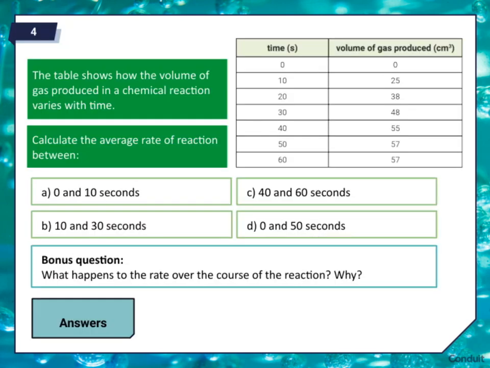Let's take a closer look at how the reaction rate changes over time. We're asked to calculate the average rate between different intervals, from 0 to 10 seconds, 10 to 30, 40 to 60, and 0 to 50 seconds. The table shows how much gas is produced as time passes, and by comparing these intervals, we can see how fast the reaction is going at different stages. This helps us understand what's speeding up or slowing down the process.